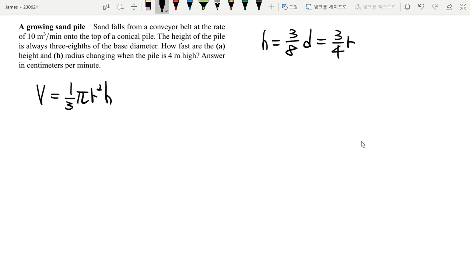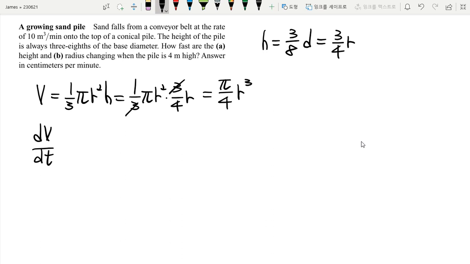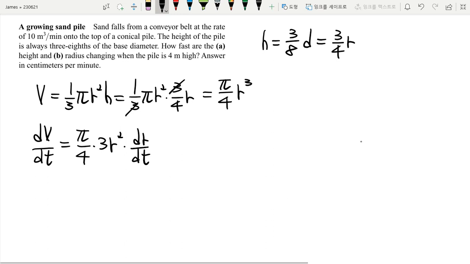Let's first find the rate of the radius. So if we change h to 3/4 times r, 3 cancel. And if we differentiate this equation, dV over dt is, so what is the derivative of r cubed? Yeah, can you find the derivative of r cubed? You're right, 3r squared times dr over dt. And then dV over dt is 10 in this problem.